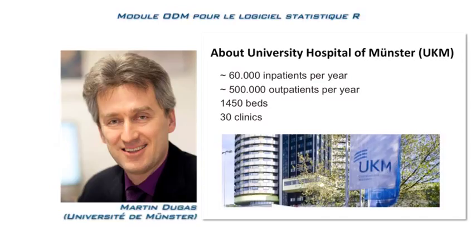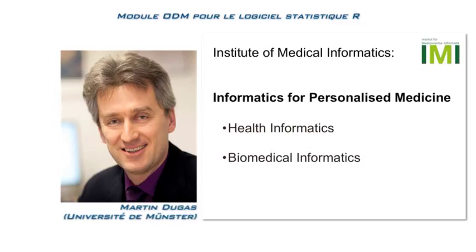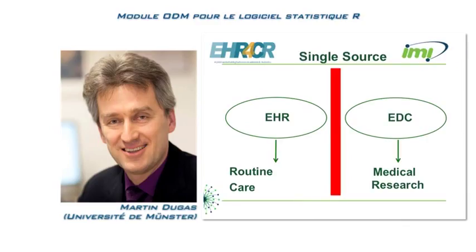Münster is a typical German university hospital. Compared to APHP, it is a tiny hospital, but we have about 60,000 inpatients per year, 500,000 outpatients per year, and overall 1,450 beds and 30 clinics. My institute belongs to the medical faculty. Our research focus is informatics for personalized medicine, and we have two work groups in this institute, one on health informatics and one on biomedical informatics.